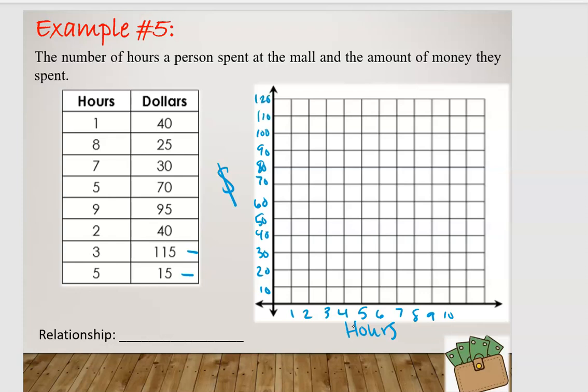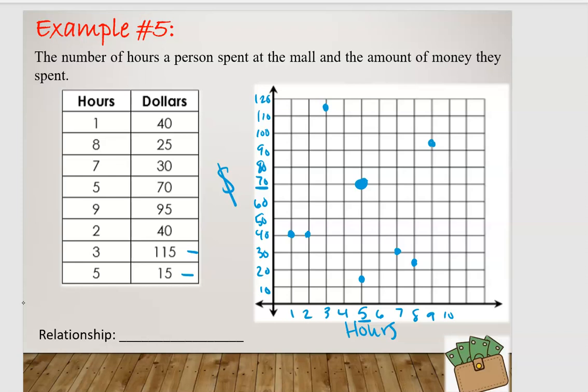All right, go ahead and pause here and fill in your data points, and let's see what kind of relationship we can find. All right, we have gone ahead and plotted each of these data points. And if I were to read one of these data points, like let's say this one right here, this would read as the fact that I spent 5 hours at the mall and spent $70.